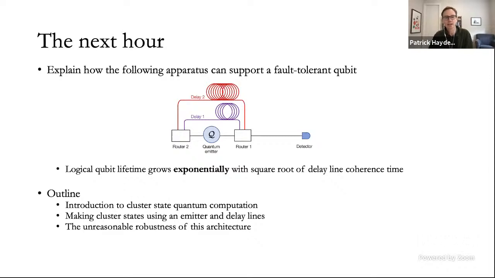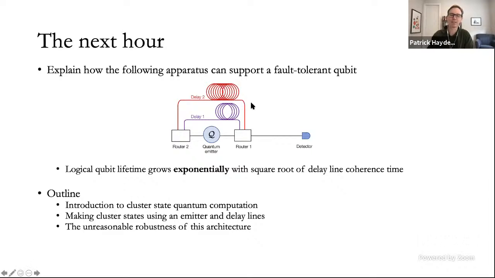And to get us there, I'm going to spend 20 minutes or so introducing cluster state quantum computation, which was invented by one of our panelists, Robert Raussendorf. I'm going to explain how to use this architecture to make cluster states, and then I'm going to explain why it's actually fault tolerant.